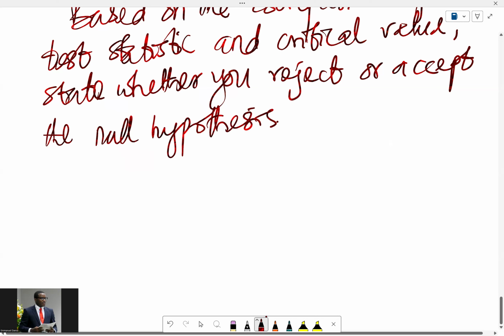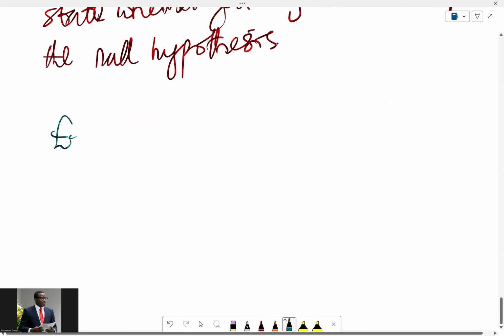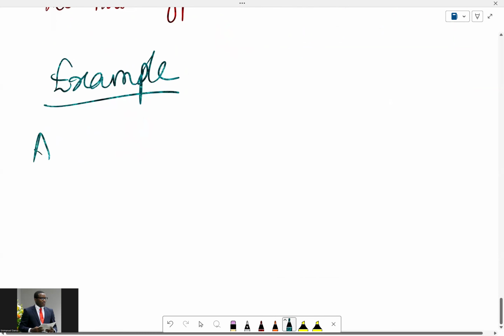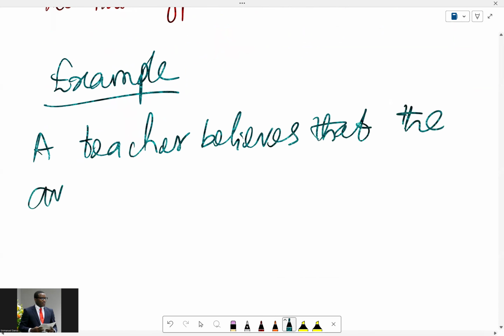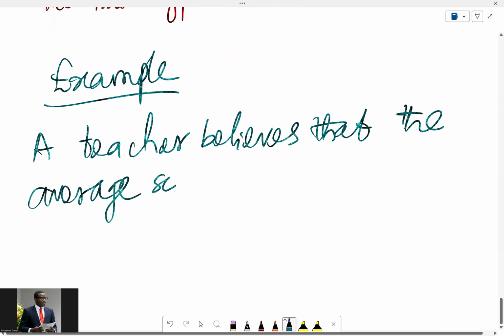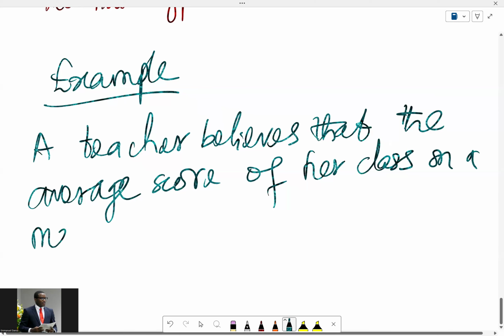Okay. All right. Now that we have all that, let's take an example to drive the point home. So a teacher believes that the average score of her class on a math test is 75.